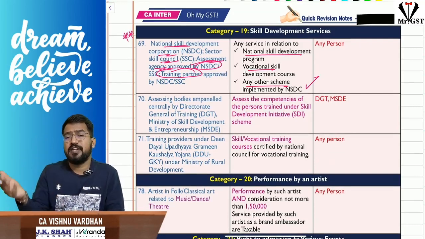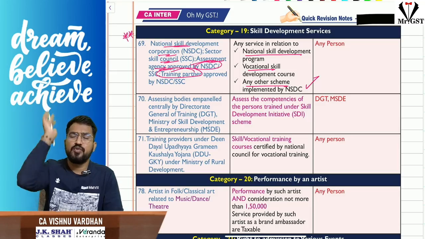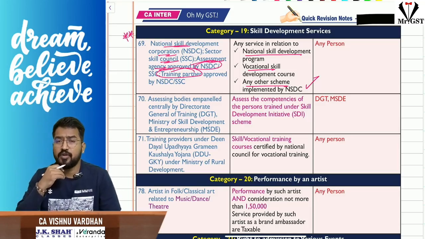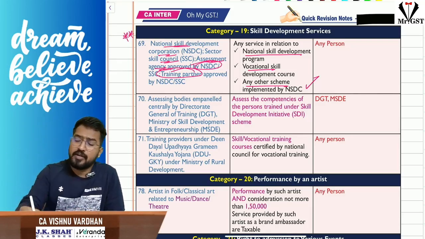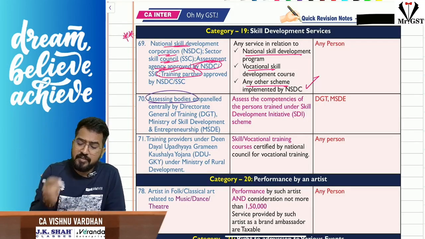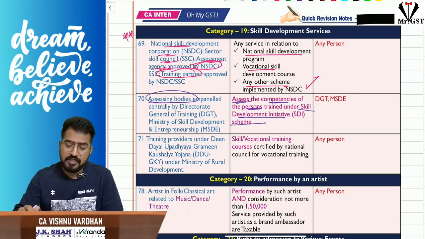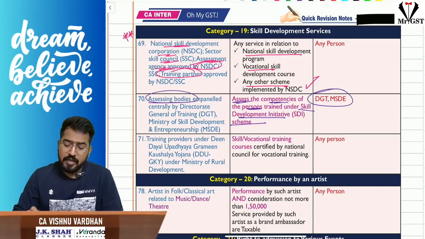Not only that, sir, training partners are providing training, sir. That means we are outsourcing the job. Vishnu, you go and give training to the students in GST under this National Skill Development Corporation scheme. I am providing the training, but whether I am providing training properly or not, some assessing bodies are coming and verifying that, which are empaneled. Okay, so they are providing services of assessing the competencies of the persons trained under this skill development initiative scheme. So that is exempt under GST. So here the government is a recipient or a Director General of Training, MSD.